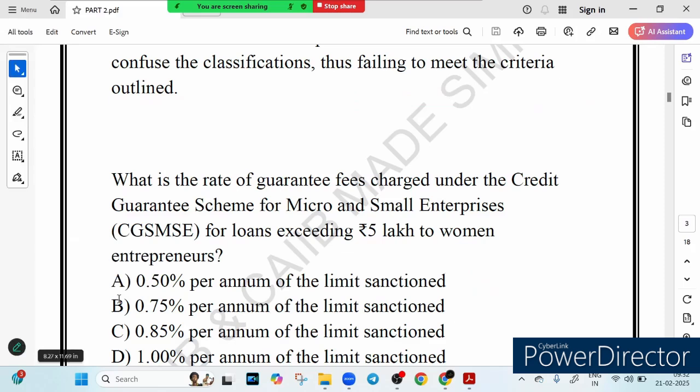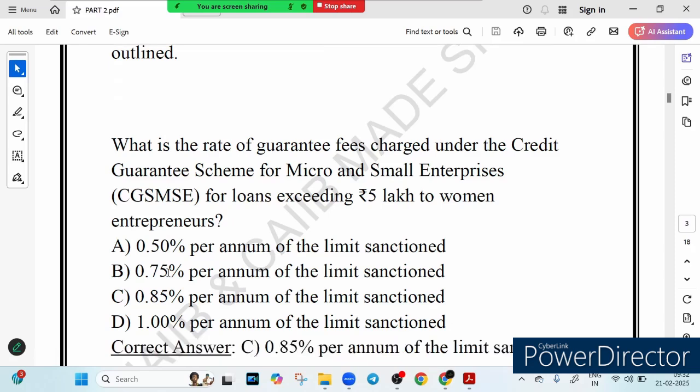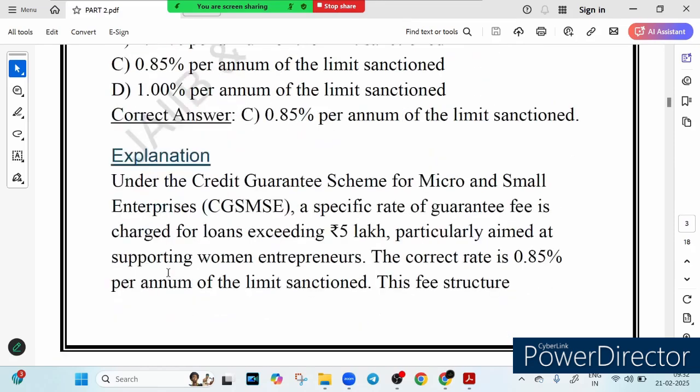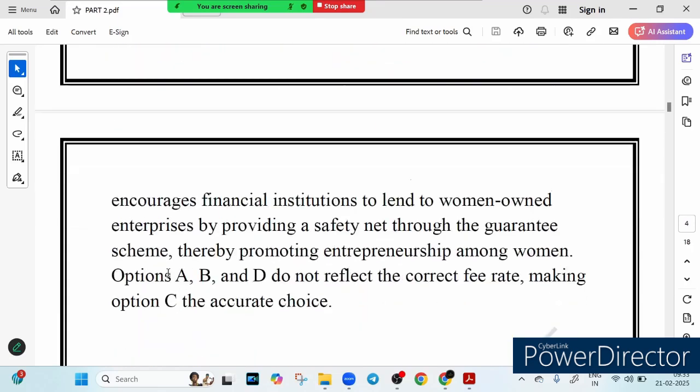So what we learned, CGTMSE scheme provides guarantee coverage to banks for loans to micro and small enterprises. For loans above 5 lakh to women entrepreneurs, the guarantee fee is 0.85%. And I request you, in your book you will see a table. आप एक टेबल देखेंगे और उस टेबल में सभी का गारंटी फी दे रखा है. Please go through that table, right? Very very important from examination point of view. Now let's see the next question.